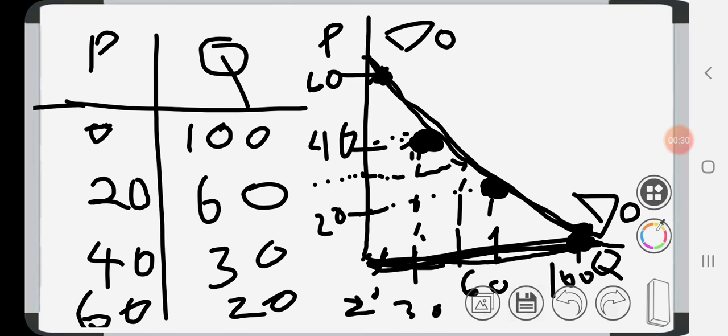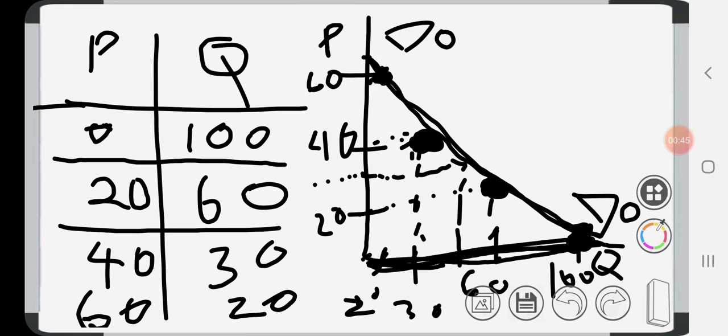So let's give a very high level example here. When the price was 0, you were willing to consume 100. But when the price went to 20, you changed your quantity from 100 to 60, meaning the change in quantity demanded was 40, when the change in price was 20.